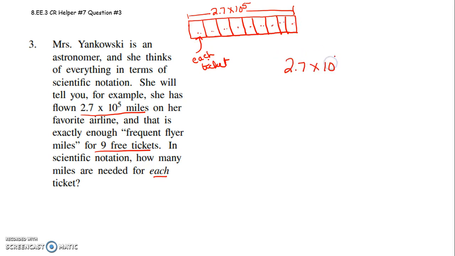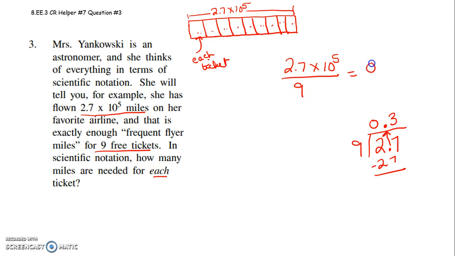2.7 times 10 to the 5th, divide it by 9. All right, all I have to do is divide these factors here. You want 2.7 divided by 9. The nice thing is the number that we're dividing by is already a whole number, so I don't have to worry about moving any decimal points. I just go ahead and drag this decimal point up. How many times 9 go into 2? We'll say 0. How many times 9 goes into 27? Well, 9 times 3 is 27. So when I divide 2.7 by 9, I get 0.3, still times 10 to the 5th power.